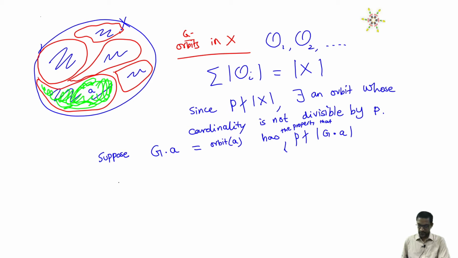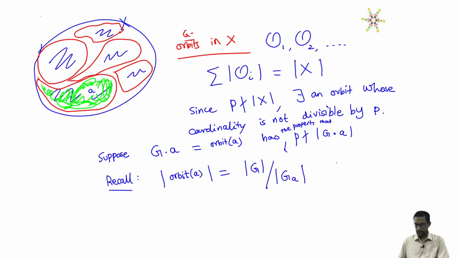Now let's recall the counting theorem, which says that the cardinality of an orbit is just the cardinality of the full group divided by the cardinality of the stabilizer. Okay, so what is GA here? GA is nothing but the stabilizer of A, which just means it's all group elements g which fix A. So this is just the counting theorem.